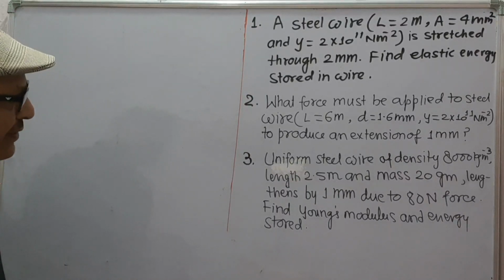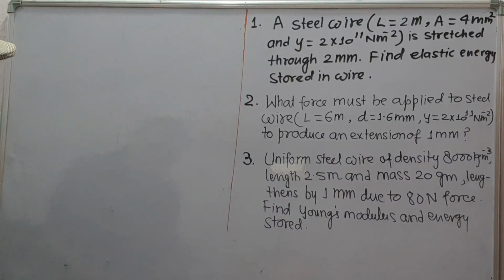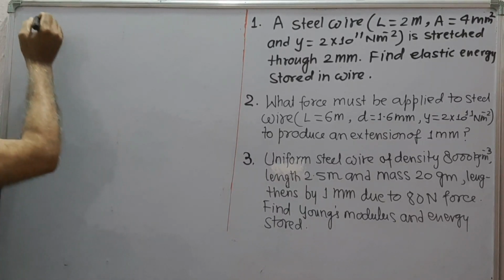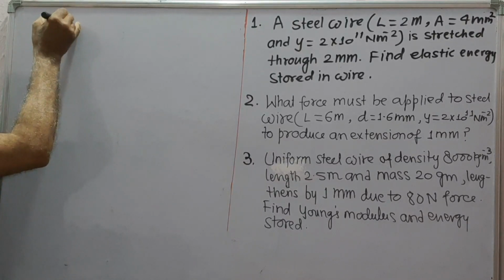Now second question: what force must be applied to a steel wire of length 6 meter, diameter 1.6 millimeter and Young's modulus 2 into 10 to the power 11 Newton per meter square to produce an extension of 1 millimeter? Solution to question 2.